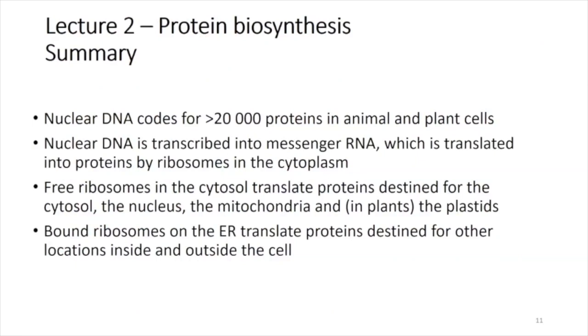So in lecture 2 on protein biosynthesis, we've seen that nuclear DNA encodes for more than 20,000 proteins in animal and plant cells. In fact, more than 30,000. Nuclear DNA is transcribed into messenger RNA, which is translated into proteins by ribosomes in the cytoplasm. The free ribosomes in the cytosol, that's the soluble phase of the cytoplasm, translate proteins destined for the cytosol, the nucleus, the mitochondria, and in plants, the plastids. On the other hand, bound ribosomes on the ER translate proteins destined for other locations inside and outside the cell. And that concludes lecture number 2.